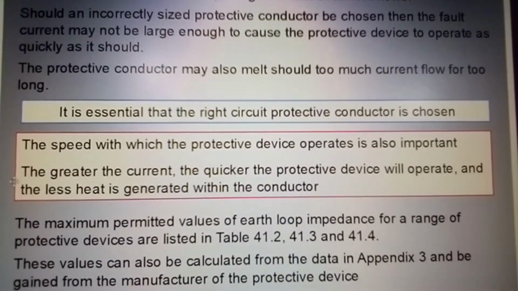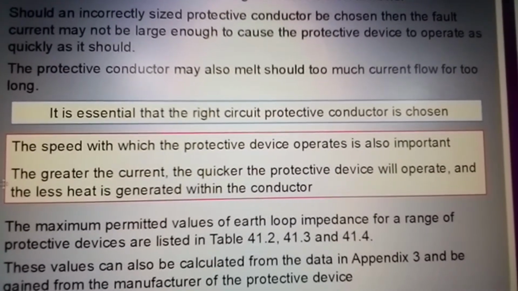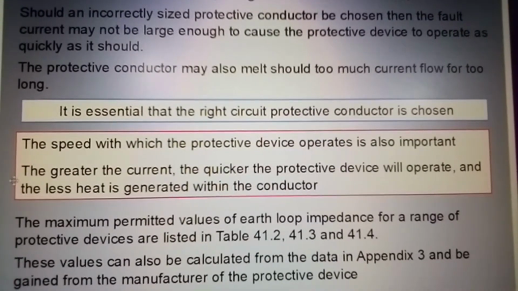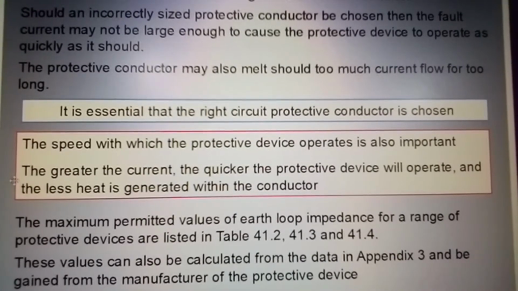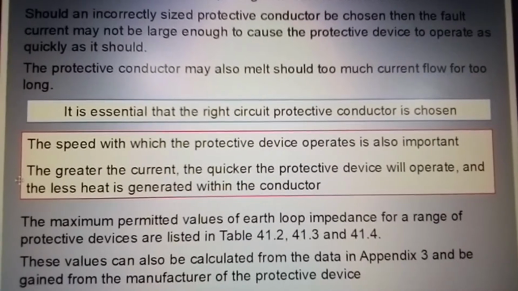So it is essential that the right circuit protective conductor is chosen. The speed with which the protective device operates is also important. The greater the current, the quicker the protective device will operate, and the less heat is generated within the conductor.